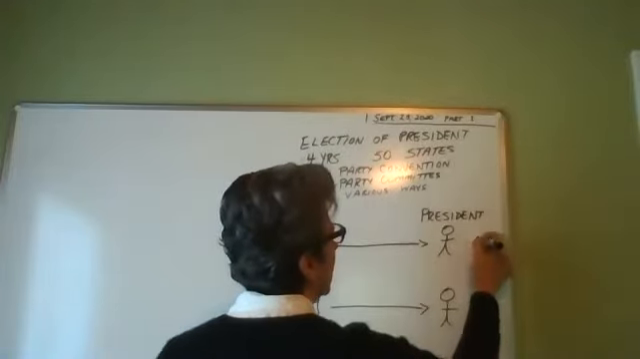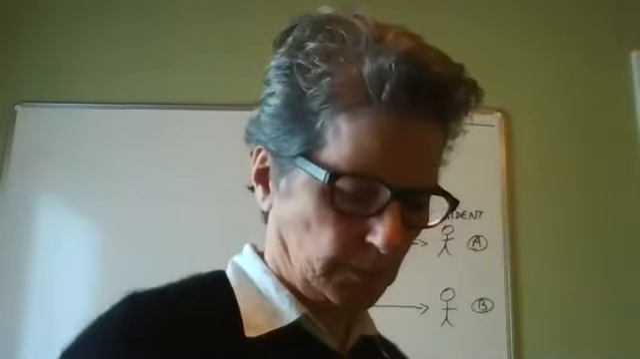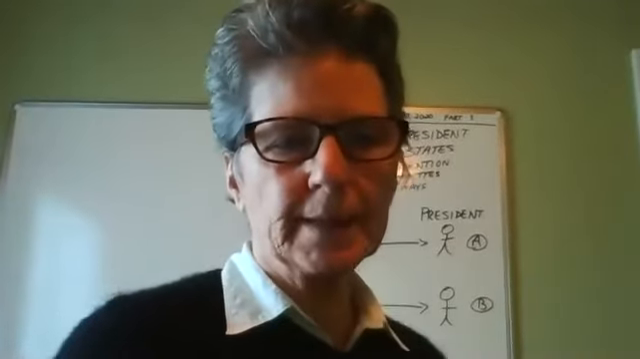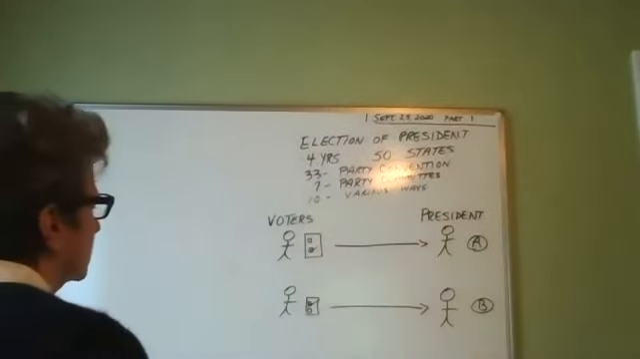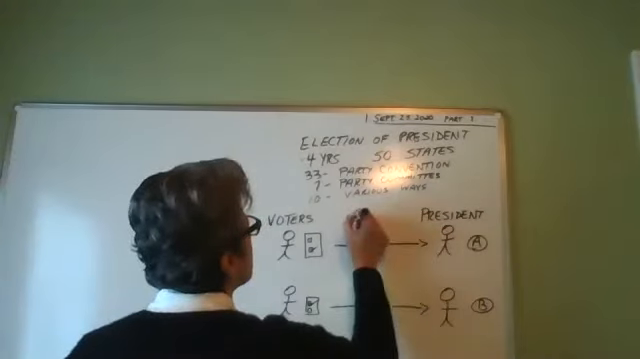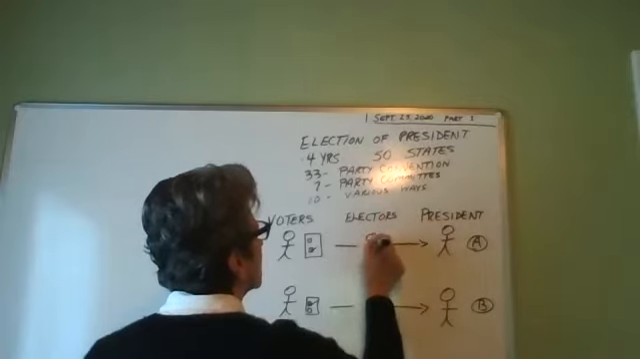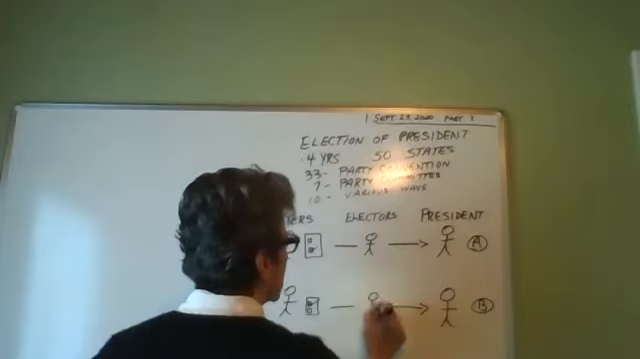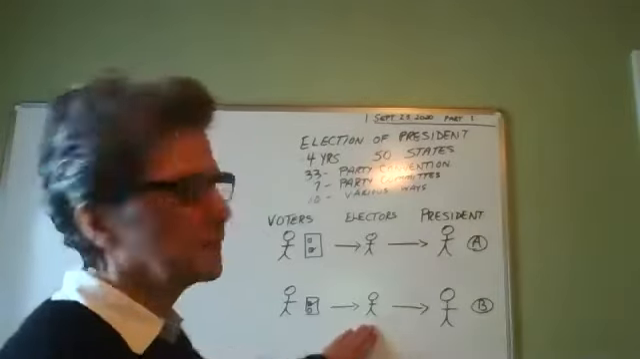So you have candidate A and candidate B that are running for president. But what they don't realize, not everyone does, is that there are these, this group of electors. And their vote goes to the elector first.